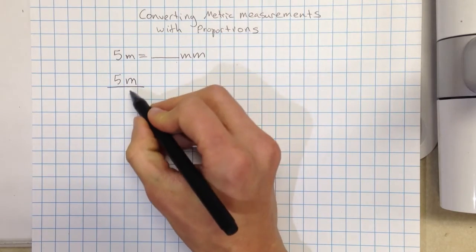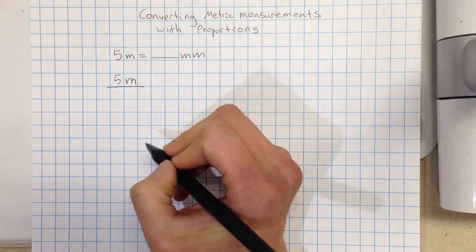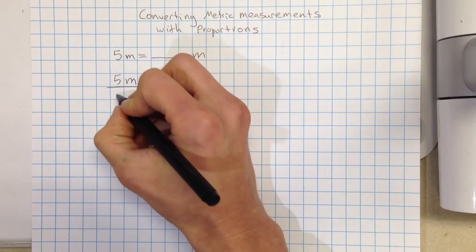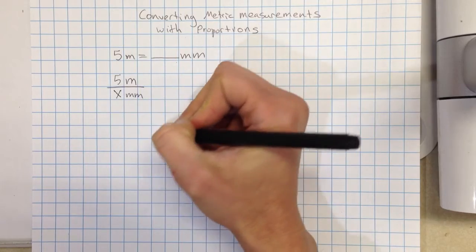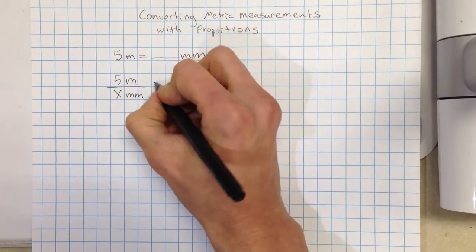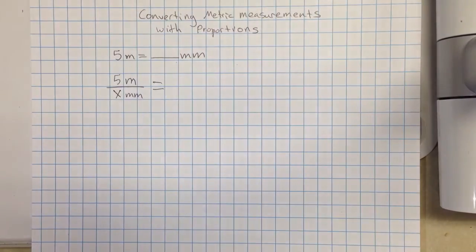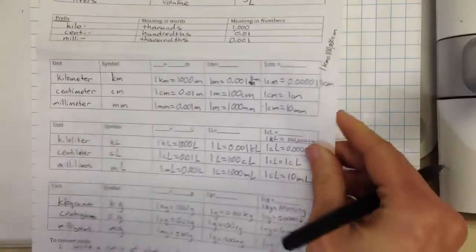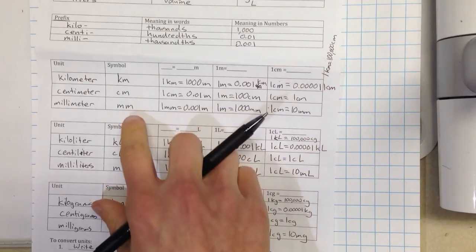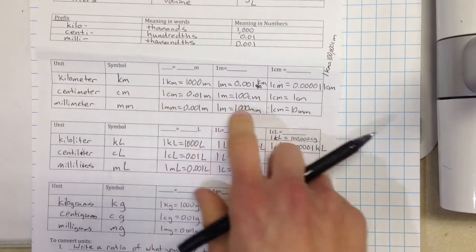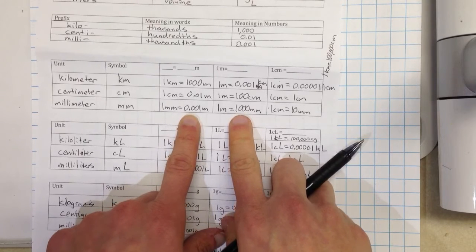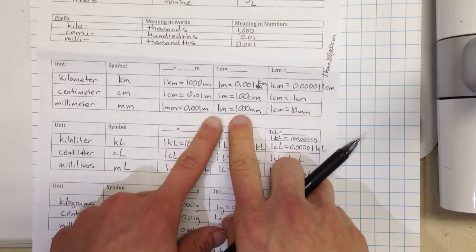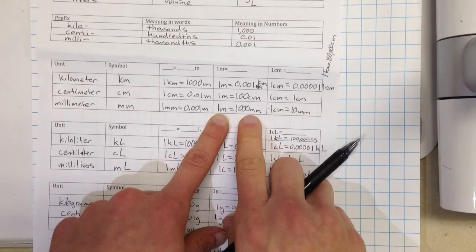I'm going to write my units down when I set this up just to keep track of where things go. Equals x millimeters. Okay. And then we'll set our equal sign, and we're going to pick a ratio that shows the relationship between these. So we should all have our notes from today, and we would look for meters and millimeters. And we can see we have two options to choose from. 1 millimeter equals 1/1000th of a meter, or 1 meter equals 1,000 millimeters.